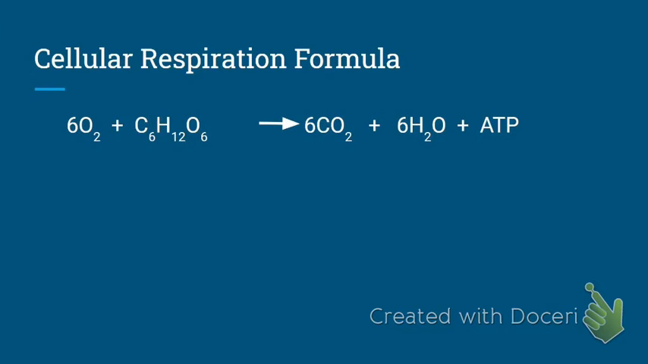All right, so here is the chemical formula for cellular respiration. Now, this should look somewhat familiar because we just talked about photosynthesis. And if you look, you can see it's kind of the exact opposite of photosynthesis. In photosynthesis, carbon dioxide and water were taken in, and glucose and oxygen were produced. Here, you take in oxygen and glucose into the mitochondria, carbon dioxide is produced, water is produced, and a whole bunch of ATP is produced. That's the goal of cellular respiration, to make ATP.